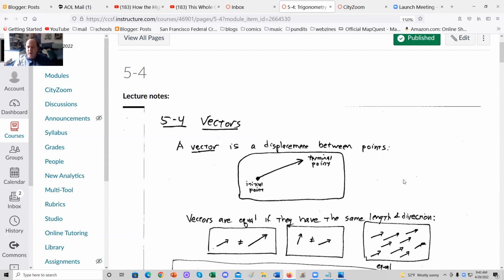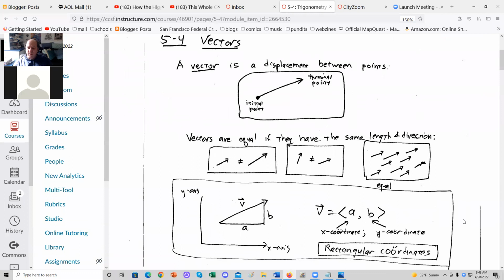We consider vectors equal if they have the same length and the same direction. So for example, here are two vectors with different lengths, so they're not equal. Here are two vectors of the same length, but different directions, so they're not equal. Here are vectors, same direction, same length, different places, different initial and terminal points, but they're the same displacement, so they're the same vector.